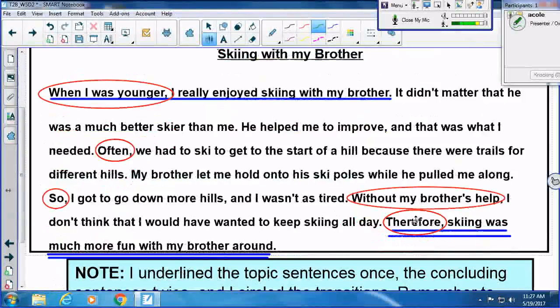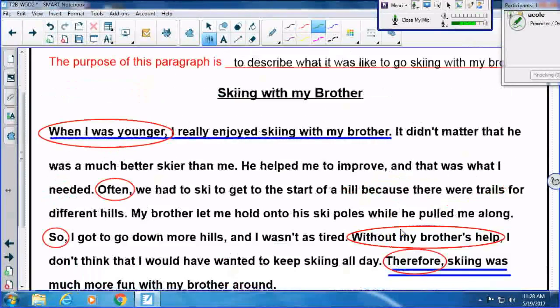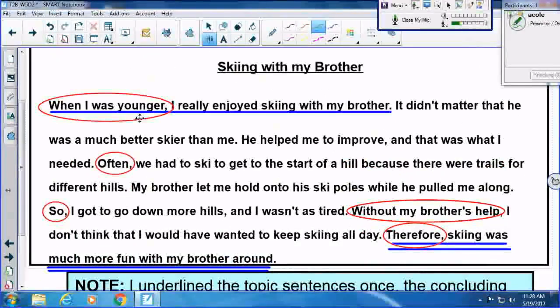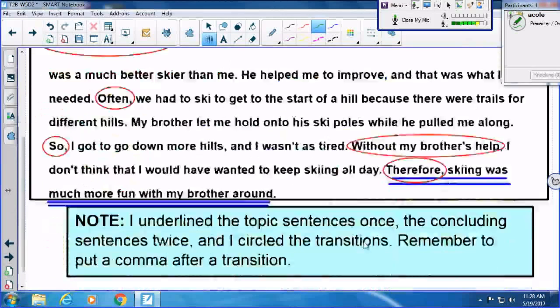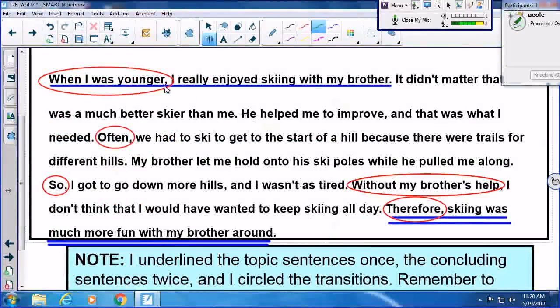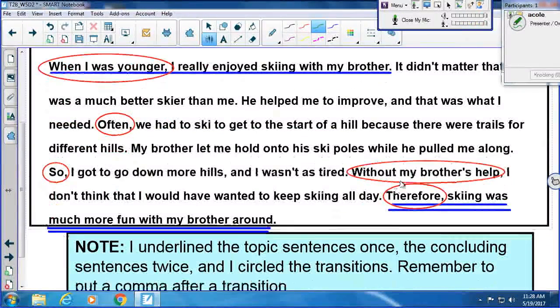At the end here, I have, therefore, skiing was much more fun with my brother around. So slightly different words to say the same thing, right? I started off explaining that I really enjoyed skiing with him, and then I finished by saying that skiing was much more fun with him around, right? So I'm saying the same thing, just using slightly different words. And then I have, how many transitions? 1, 2, 3, 4. I have 5 transitions. Remember, you need 2, but I've used 5. Right, so I have when I was younger, often, so, without my brother's help, and therefore.